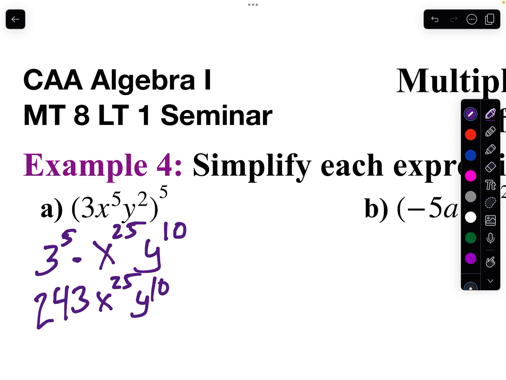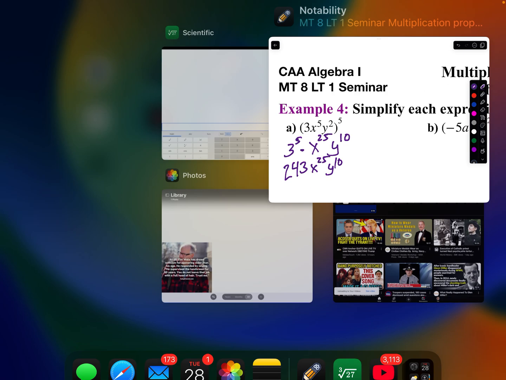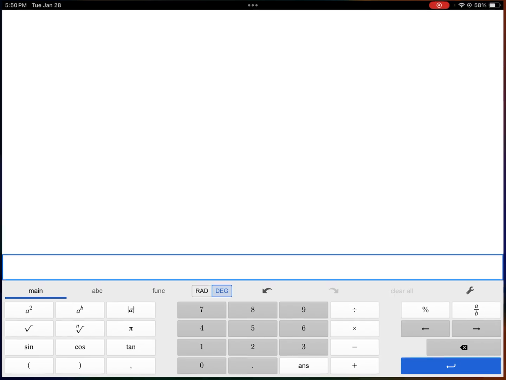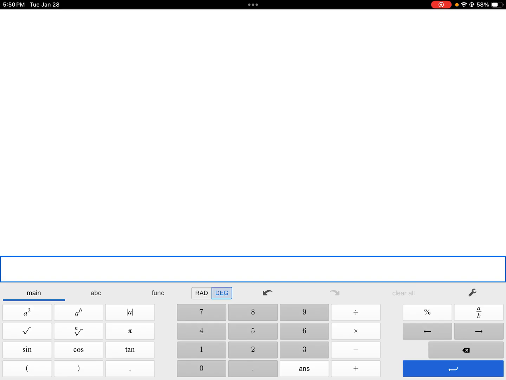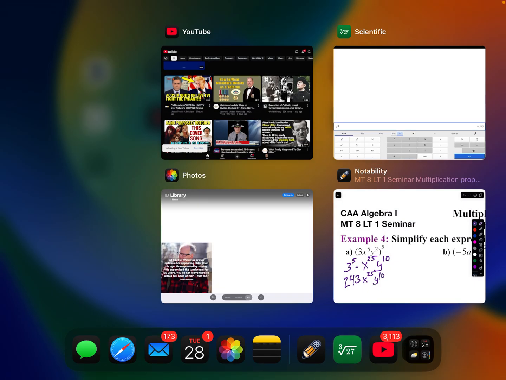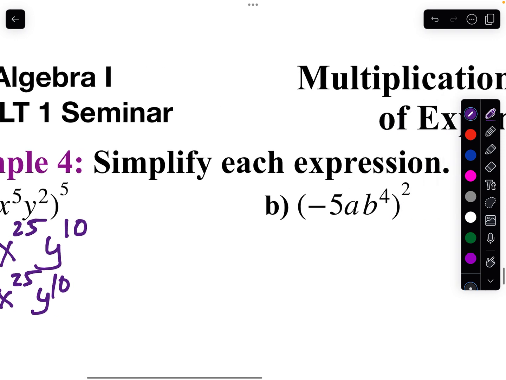Probably should go over how you type that into a calculator. So on my Desmos calculator, if I want to find 3 to the 5th, what I do is I hit my 3, and if I have an exponent other than 2, I hit a to the b. And there, put in 5, 3 to the 5th. And if I'm doing something else, I press my red arrow to get out of it. And it's 243.